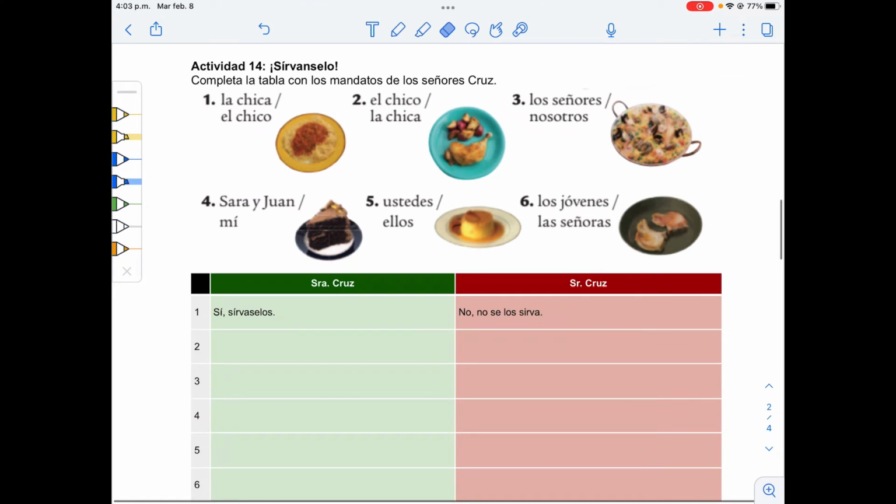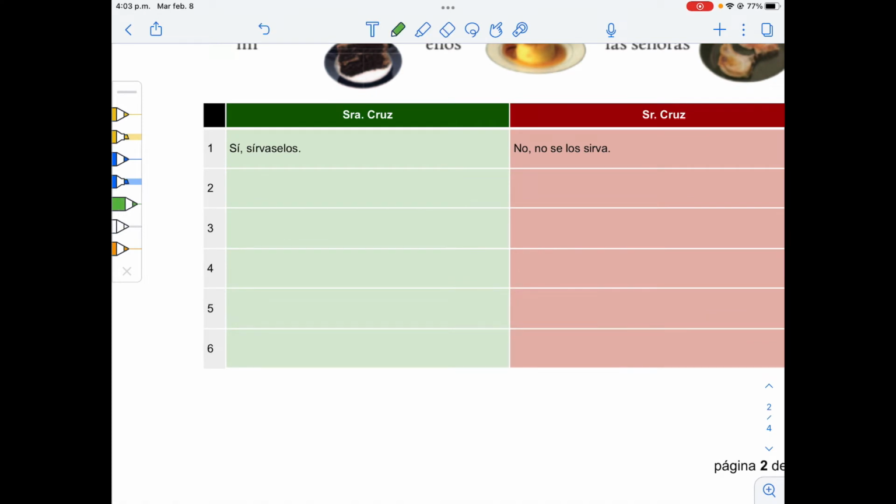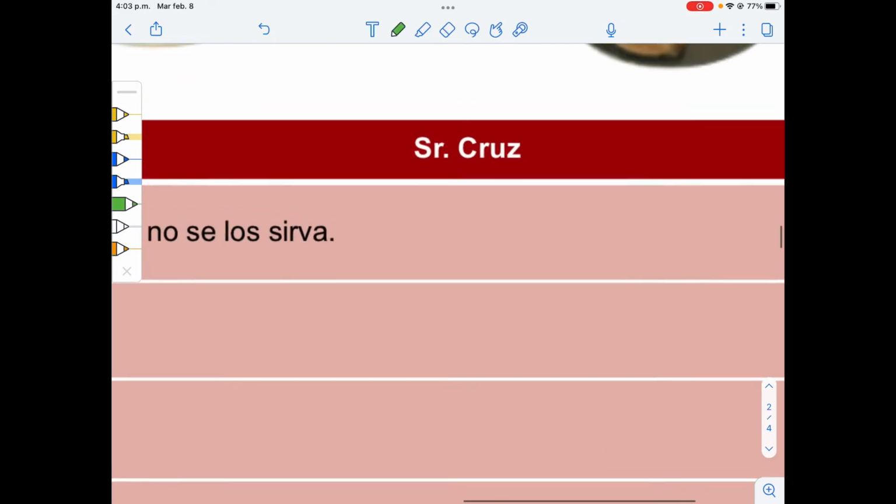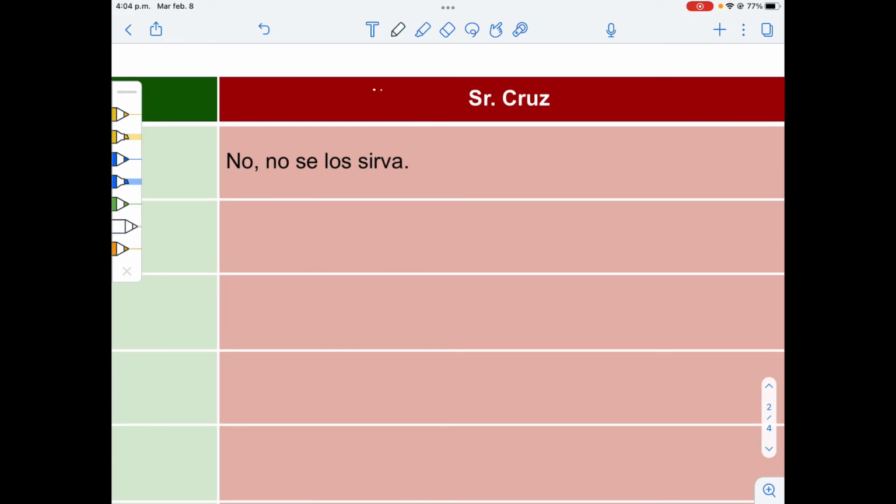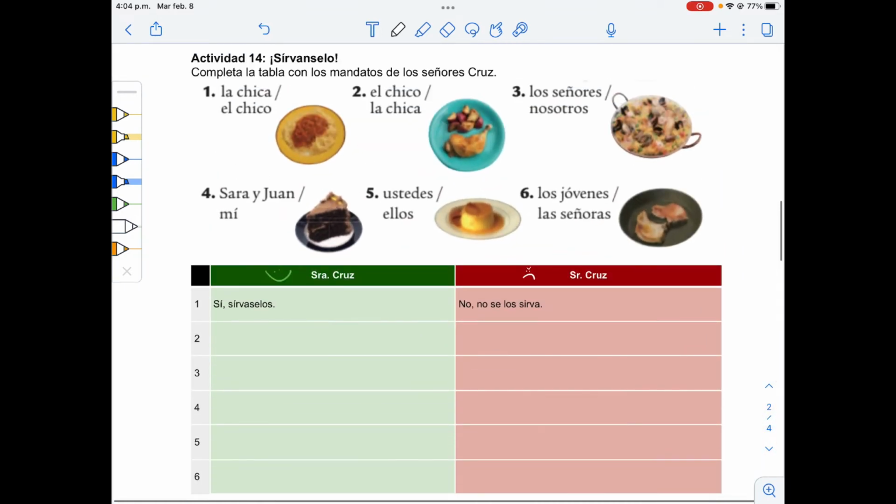All right, moving down to activity 14. We have Señora Cruz, who is a super positive person, and she says, yes, do the thing. And Señor Cruz is a super negative person, and he's like, nah, man, don't do the thing. So we have to determine what pronouns we want to use. So let's go through. First, identify what dish we have here. What is this? And then we'll find our direct object, according to what the thing is. And then we'll find our indirect object according to whom we serve. Cool.